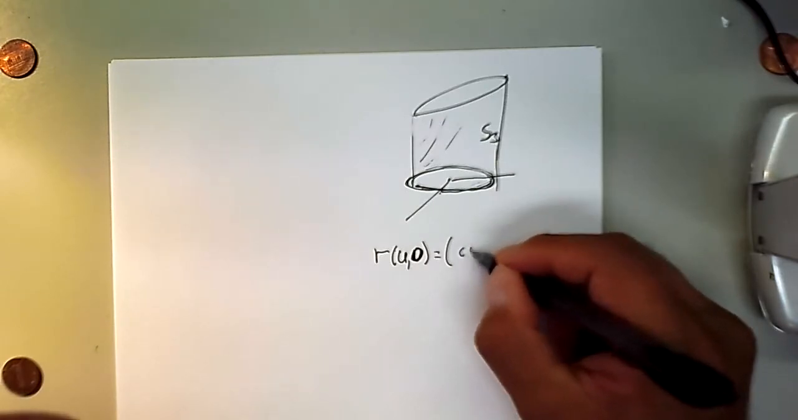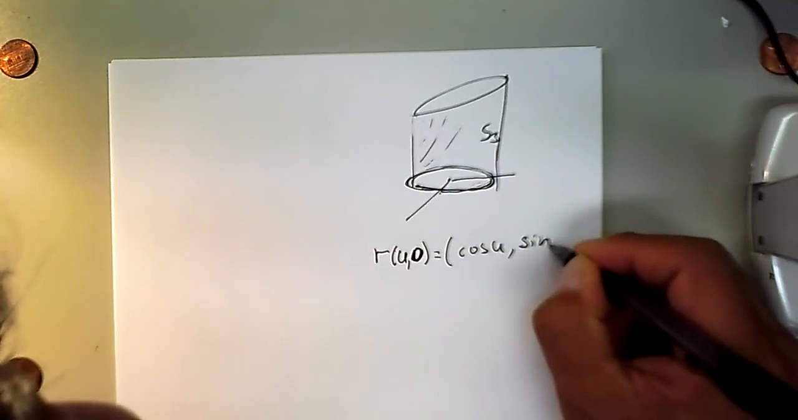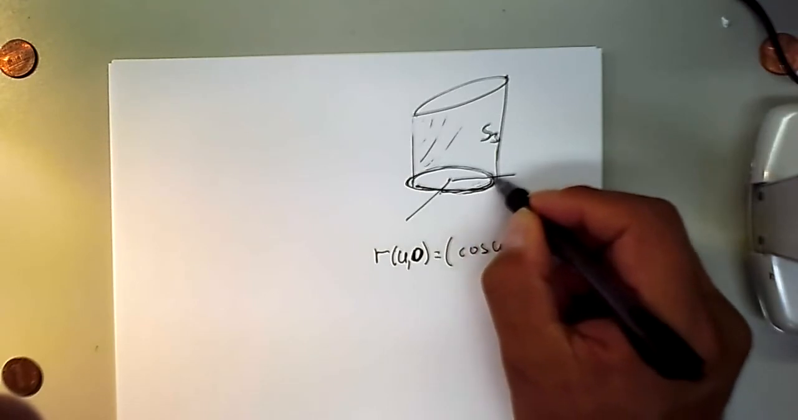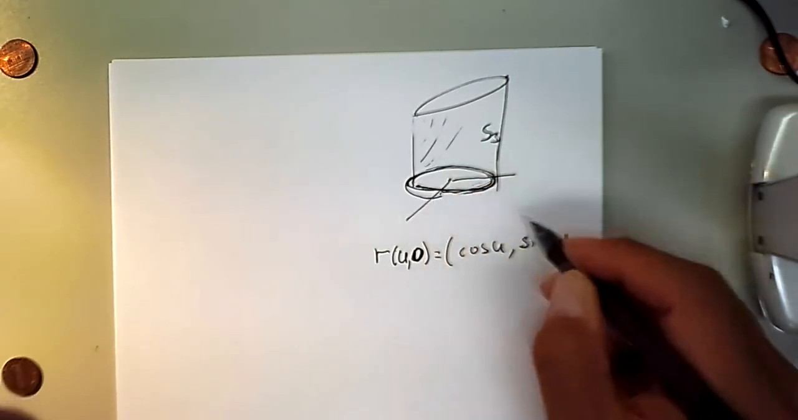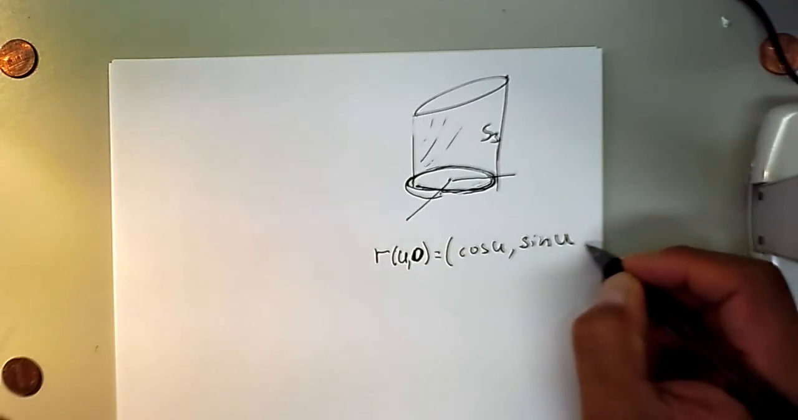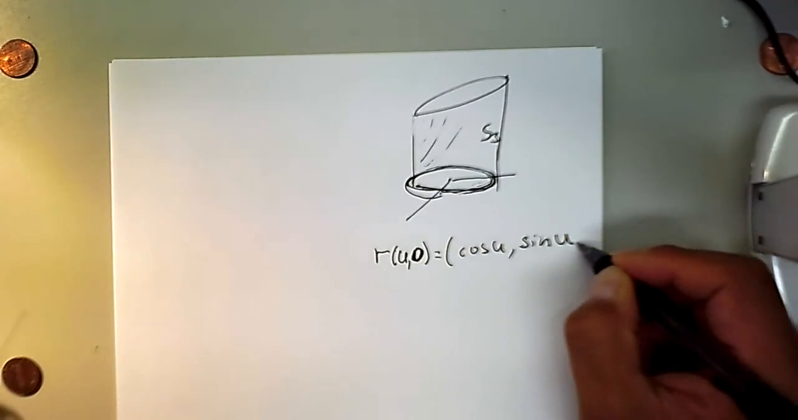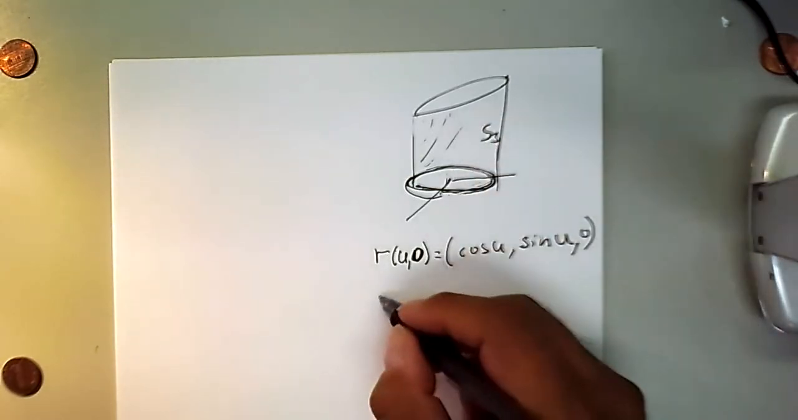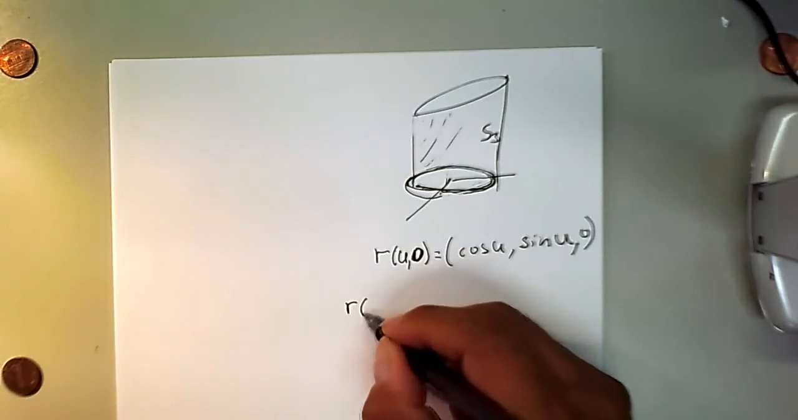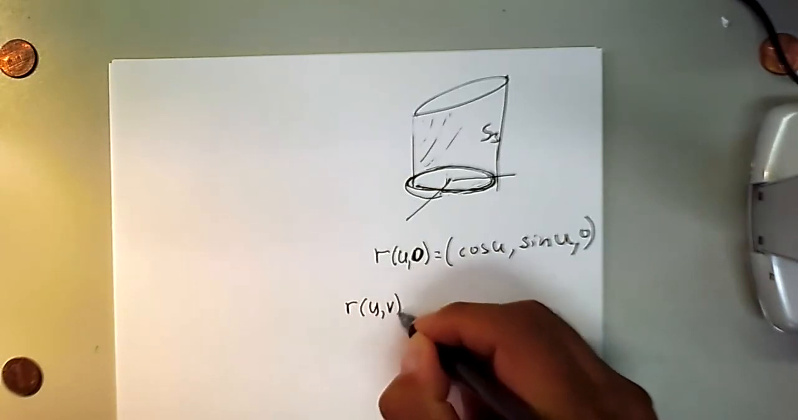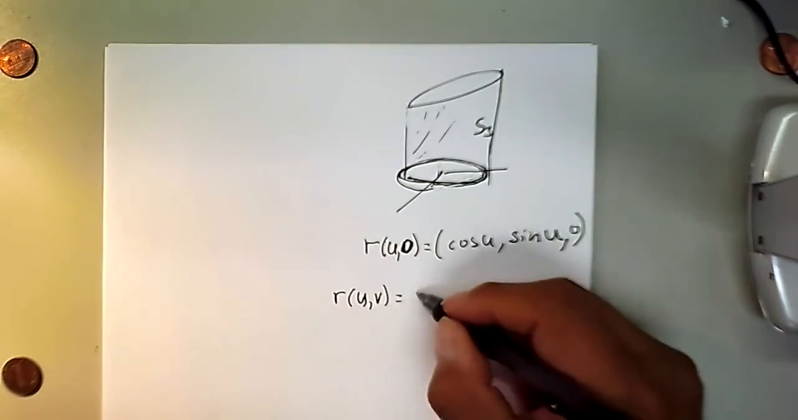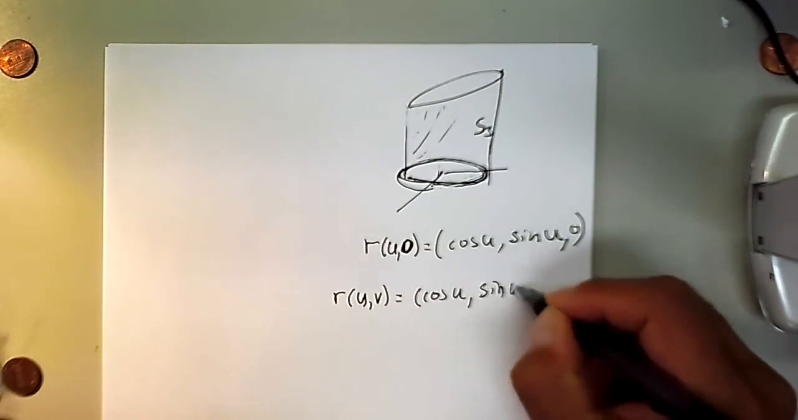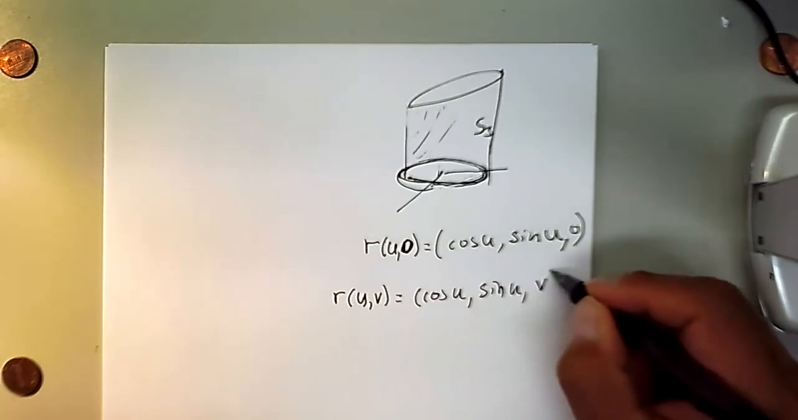Is going to be cosine U, sine U. Okay, and that creates this circumference, comma, 0. And now we're going to create a height. So R of U, V will be cosine U, sine U, and let's make the height just plain V.